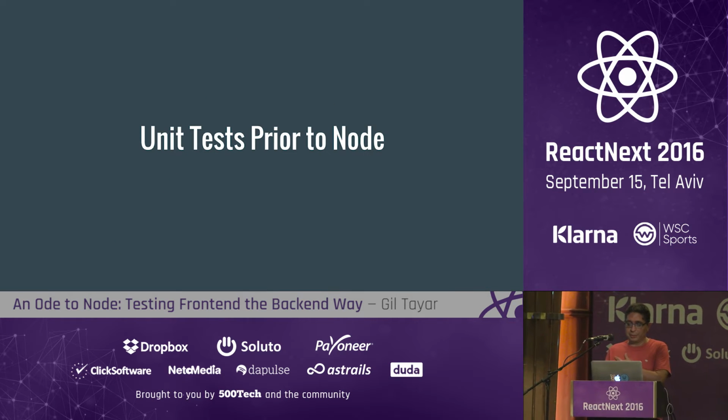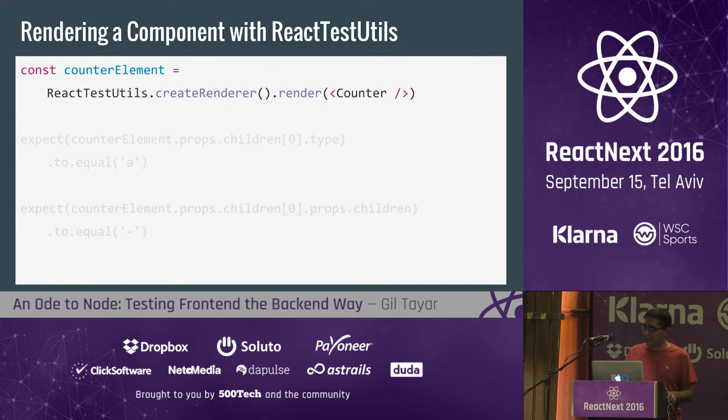Prior to Node. As we said, a unit test is just testing one component. The established practice in unit tests, and in all the documentation I've been seeing, is to render the component using a package given by React called ReactTestUtils. I don't know if some of you have used it. Let's look at the code.